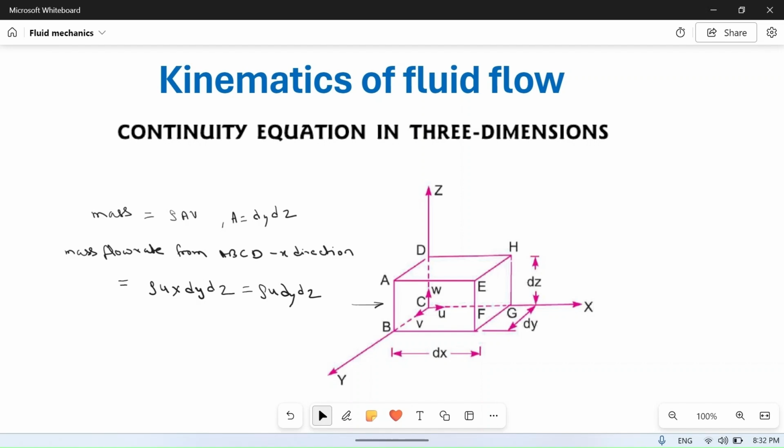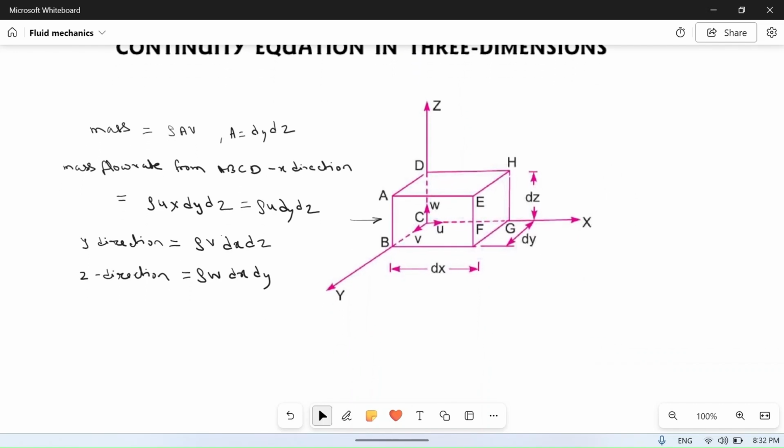Similarly, the mass entering in the y direction will be rho v, and the area is dz into dx, so rho v dx dz. Similarly, in the z direction it will be rho w dx dy. So this is the mass entering from all three faces.